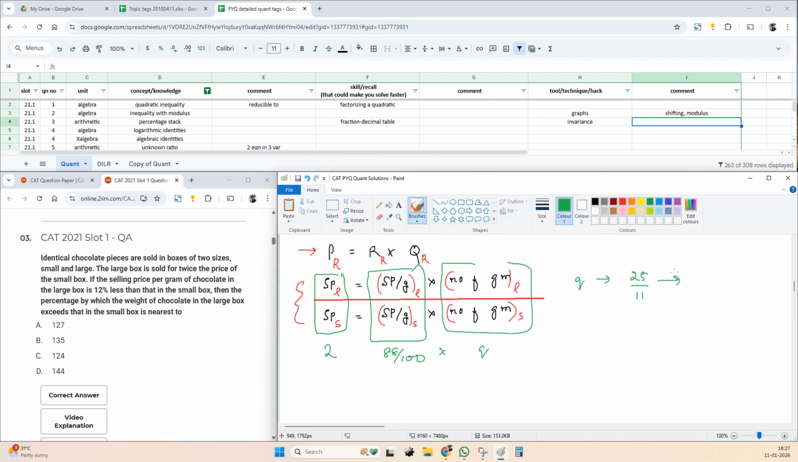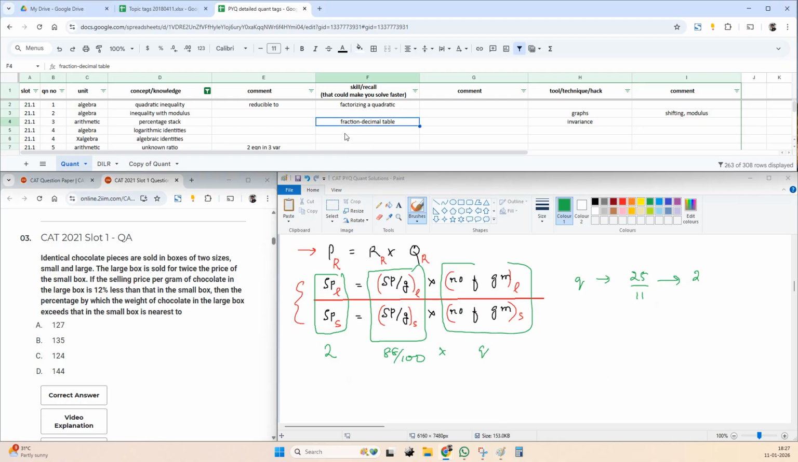Either you will convert this fraction into a percentage, and that's where this fraction decimal table turns up. If you know this by heart, there are a few more things.